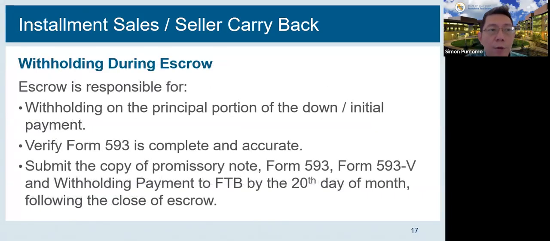The first one, withholding during the escrow. The escrow company is responsible for withholding on each principal portion of the down or initial payment, and verifying Form 593 is complete and accurate. Submit the copy of the promissory note, Form 593, 593V, and withholding payment to FTB by the 20th day of the month following the close of escrow.